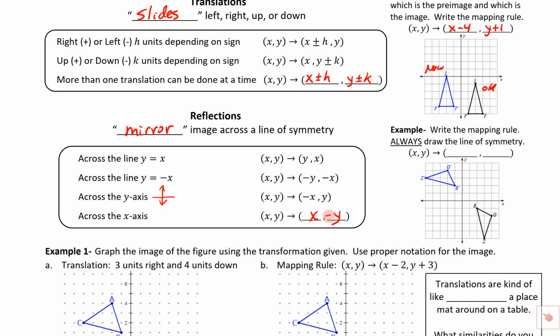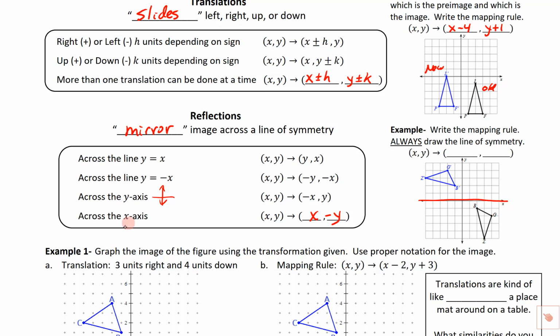So let's go ahead and take a look at this one right here. It says, write a mapping rule, and then it says, always draw the line of symmetry. So if we take a look at this right here, you can see that these two are very closely related. And one thing you can do is tilt your head around until you see that there are reflections across a line. And I'm going to go through this a little bit backwards. I'm going to draw the line of symmetry.